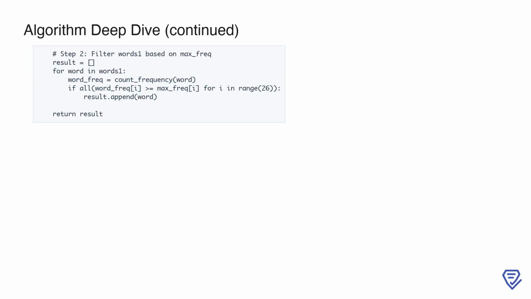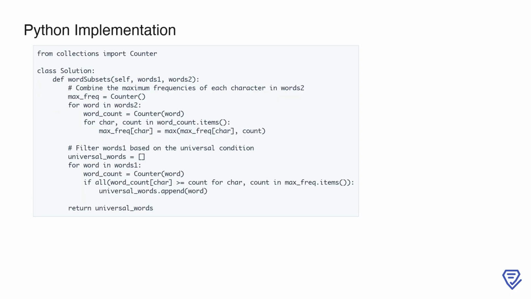The provided solution implements the word subsets problem using Python. 1. Importing libraries. The collections Counter module is imported to count the frequency of characters and strings efficiently. 2. Defining the function. The wordSubsets method takes two inputs: words 1, the list of candidate words, and words 2, the list of constraints.